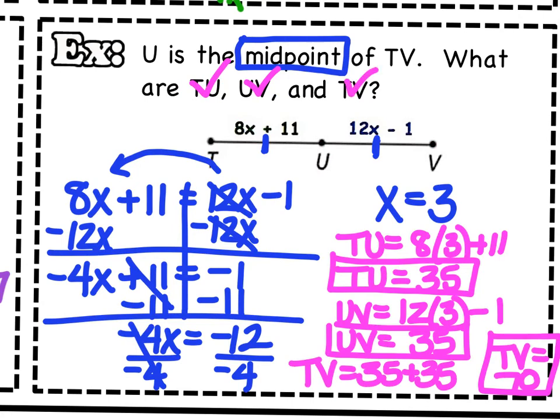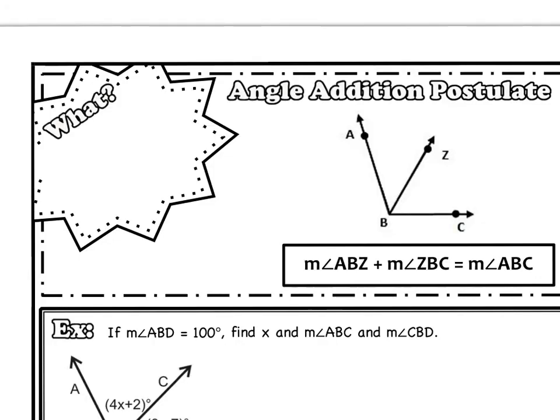Now, we have completely answered the question because we have found all three values, and we are done with our final example on the front page. Now, moving on to the back side of your notes, we are working through the angle addition postulate today also because the postulate basically says the exact same thing the segment addition postulate says. It just works for angles instead of segments.